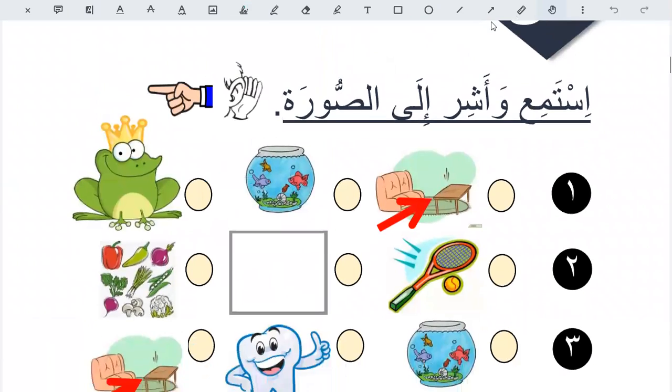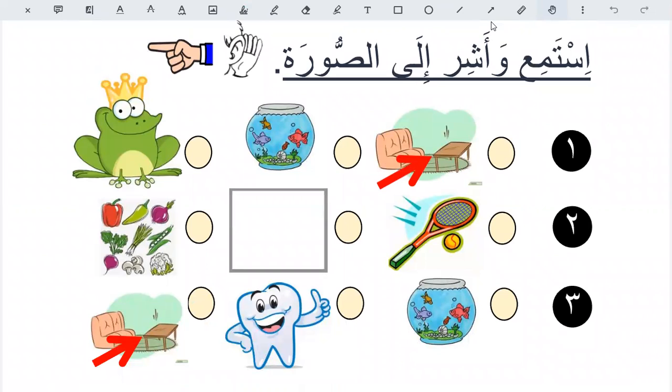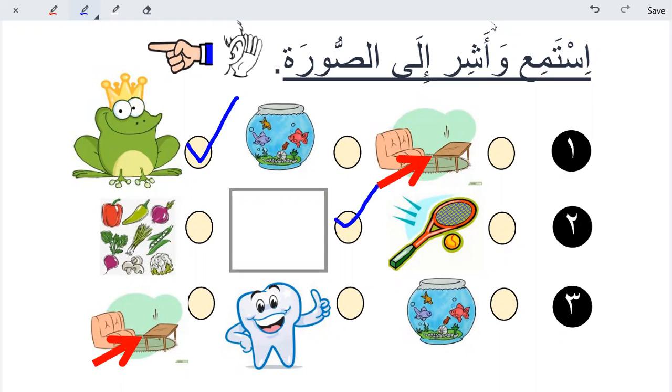Listen and point to the picture. Riyan. Yes. The third one. Good. Difda means fog. Abayad. The second one. White. Latifa. House. Second one, fishbowl. Third one, vegetable. Second one, molar teeth. Good.